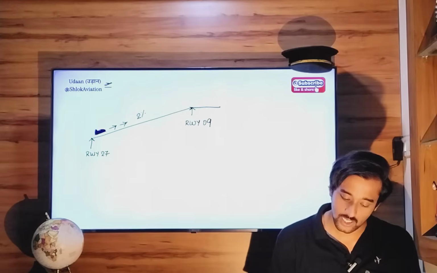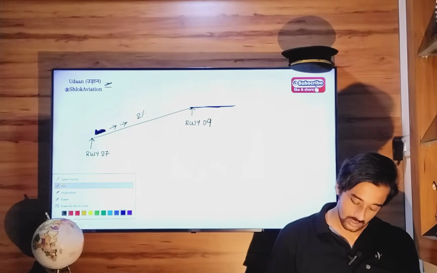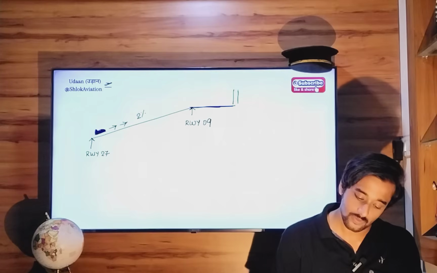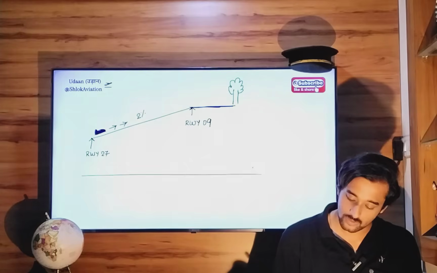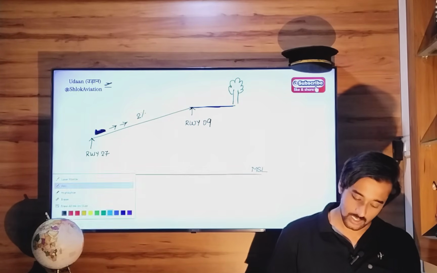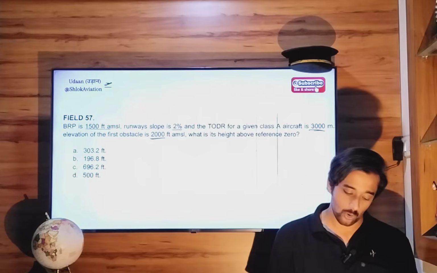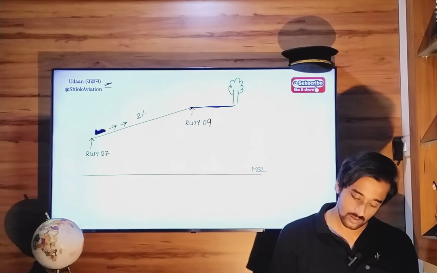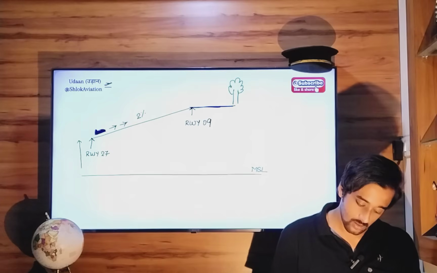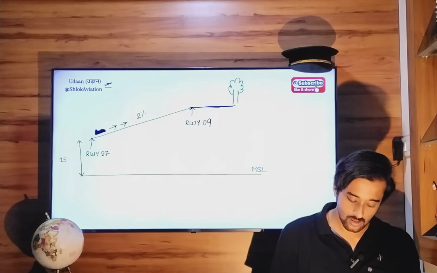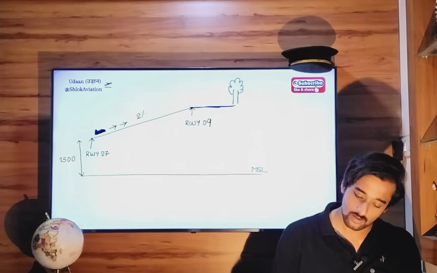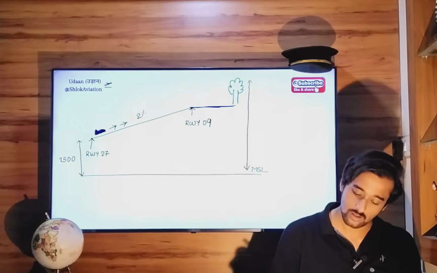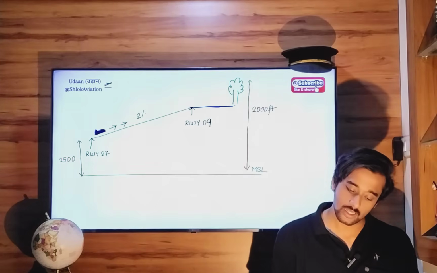Okay, so this is your reference 0. There is an obstacle here. Draw mean sea level, something like this. Label this runway 27 or brake release point is 1500. The obstacle is 2000 feet high. Okay, and we have to find this distance.